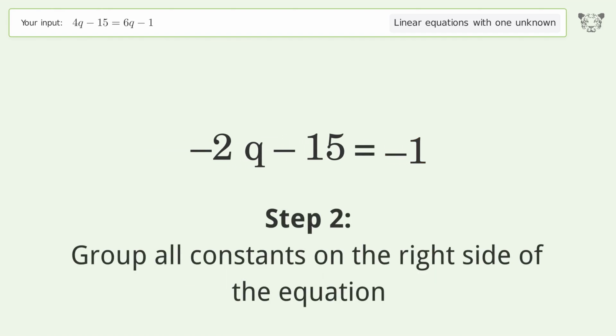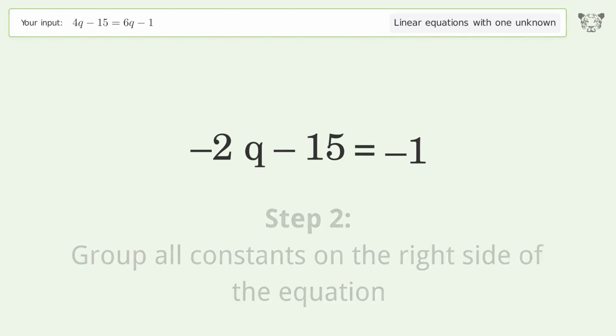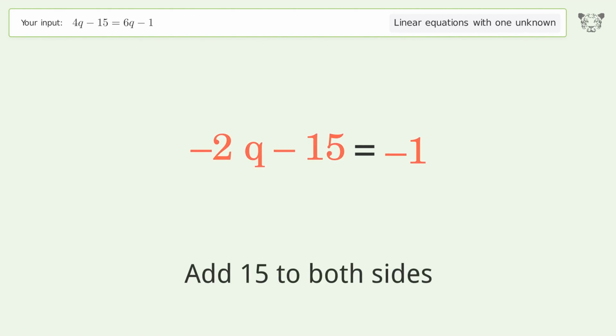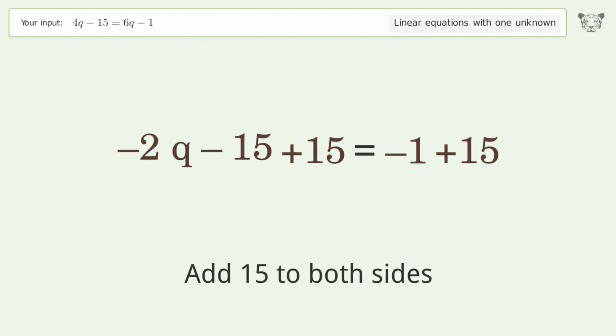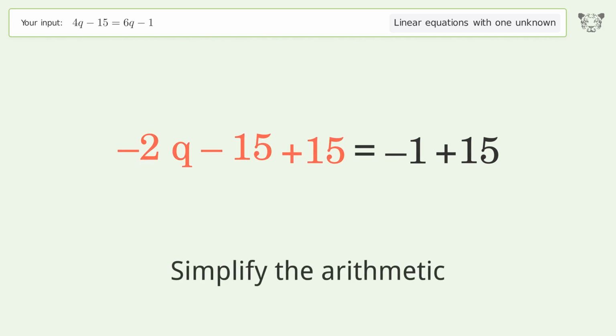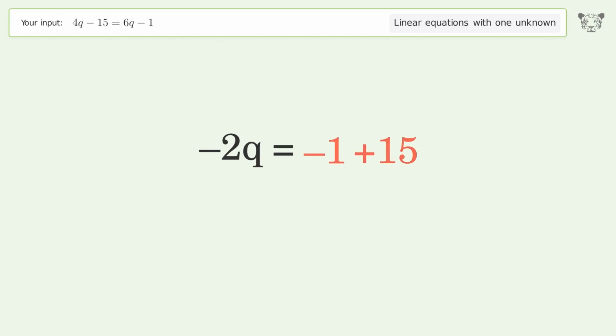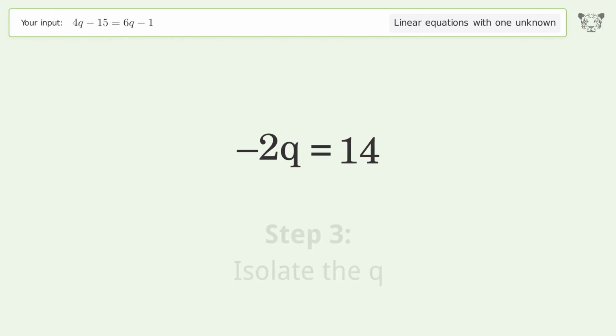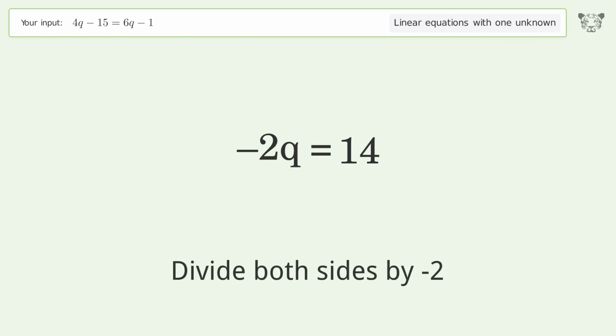Group all constants on the right side of the equation. Add 15 to both sides. Simplify the arithmetic. Isolate the q. Divide both sides by -2.